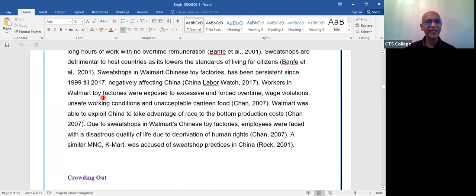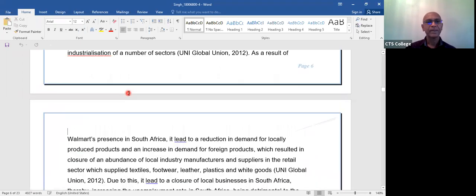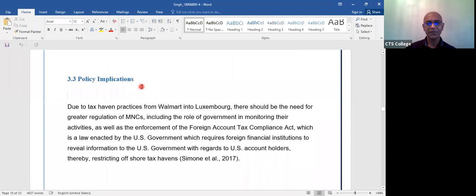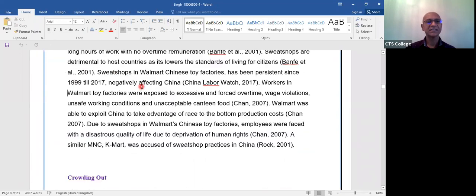Also, if you are saying that crowding out is an issue, that MNCs enter your country and it results in a closure of local industries, then there needs to be some level of restriction on how many MNCs can enter the country, the scale of operations that they are allowed to operate at, so it does not compromise the local business. So what is missing here is, in policy implications, this student discussed three problems. The first problem was sweatshops. The second problem was crowding out.